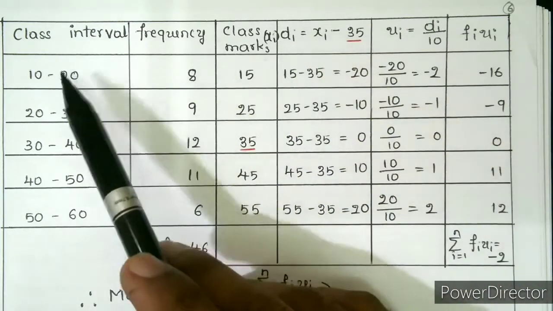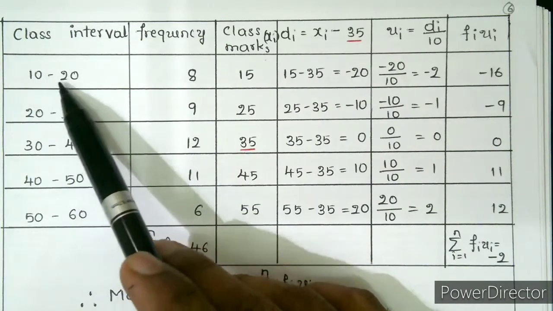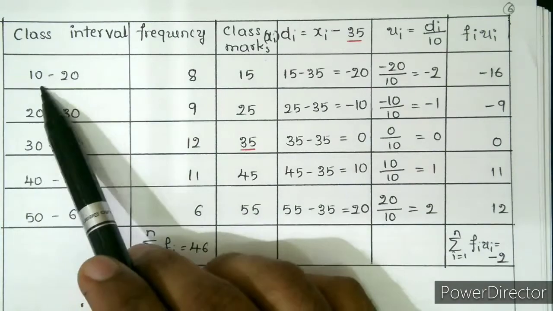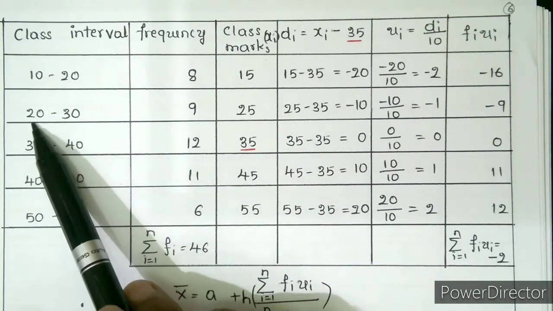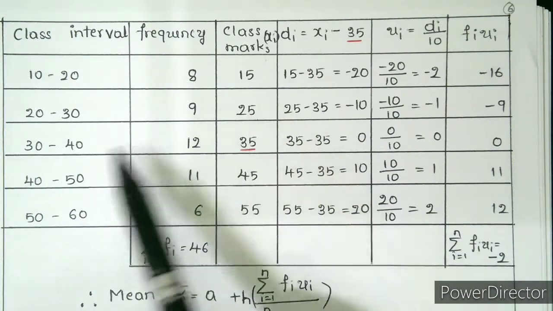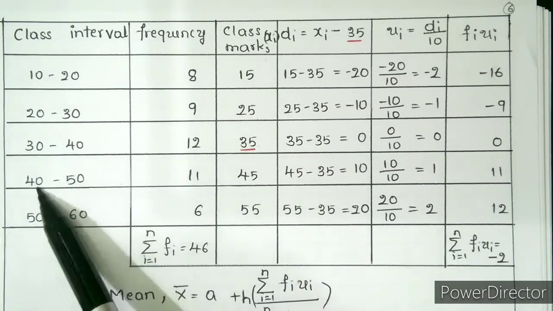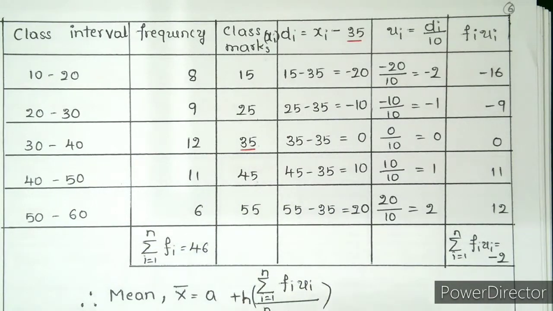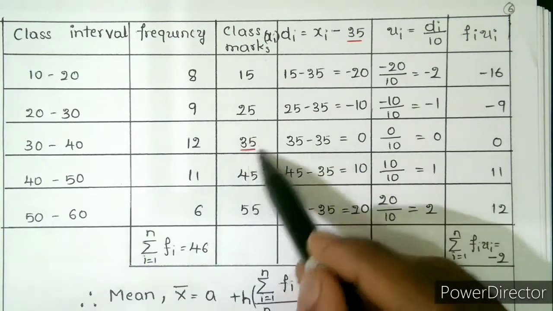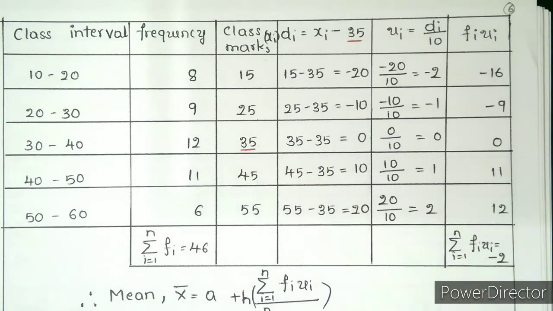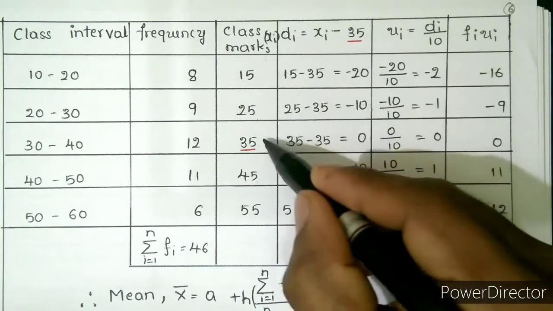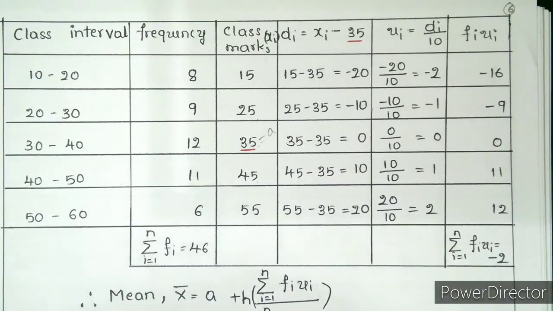Next the class mark: the upper limit and lower limit, 10 plus 20 is 30, divided by 2 you get 15. This is the middle of 10 and 20. The middle of 20 and 30 is 25, of 30 and 40 it is 35, of 40 and 50 it is 45, and of 50 and 60 it is 55. For di, choose any middle number, or assume the middle number. I take 35 as the middle number. That is the value of a, the assumed mean.